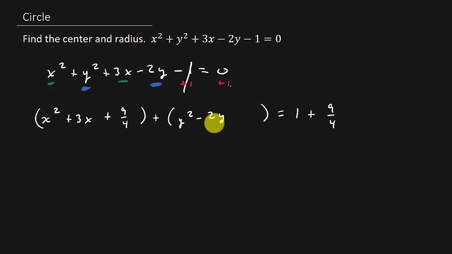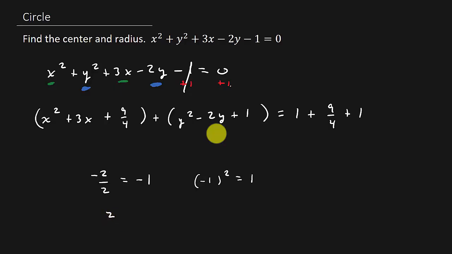And then we look at the number in front of y, which is -2. So we half the -2, that's -1. And then we take the -1 and square it, and that gives us a +1. So we add the 1 here, and since we added 1 on this side, we have to add 1 to the other side.